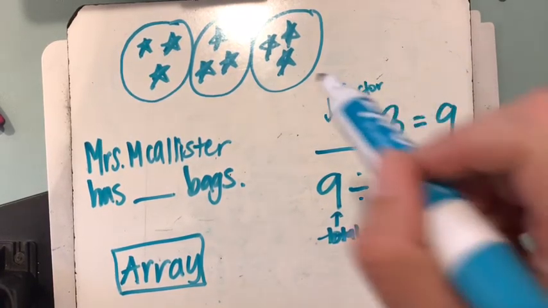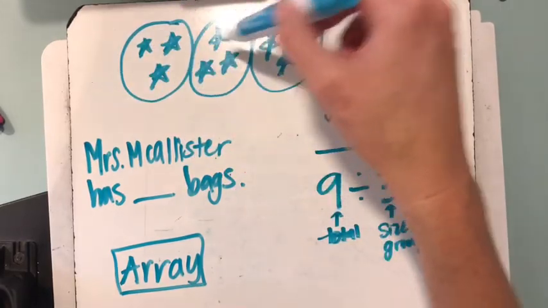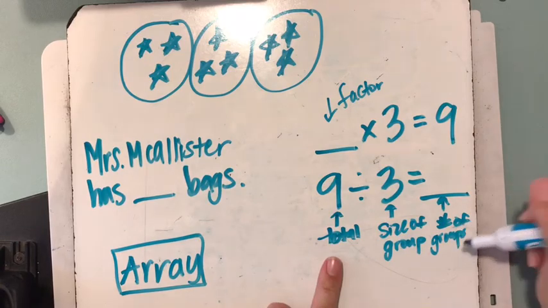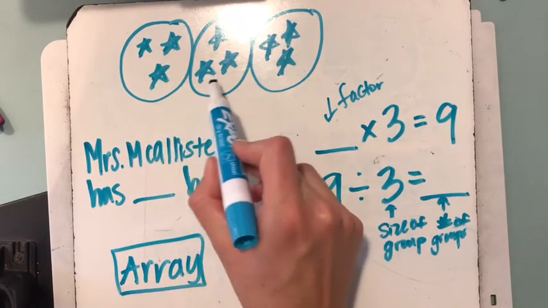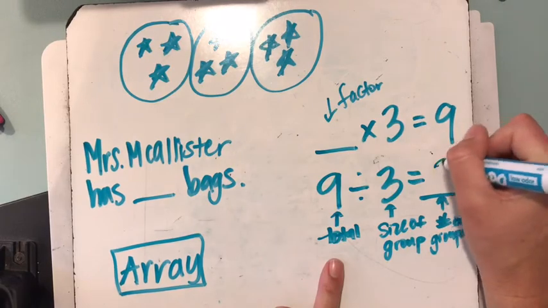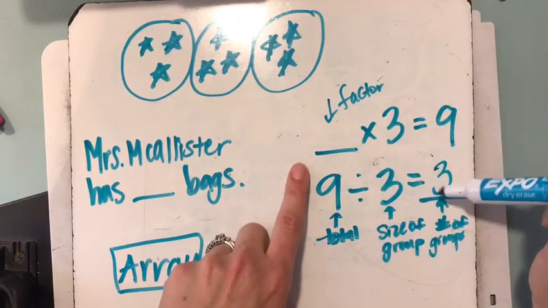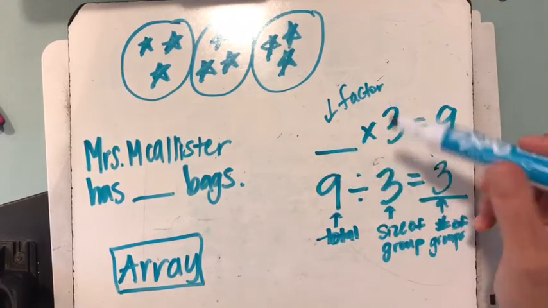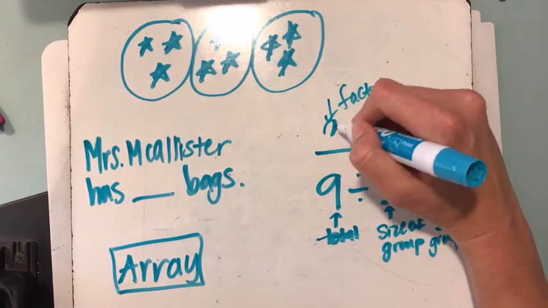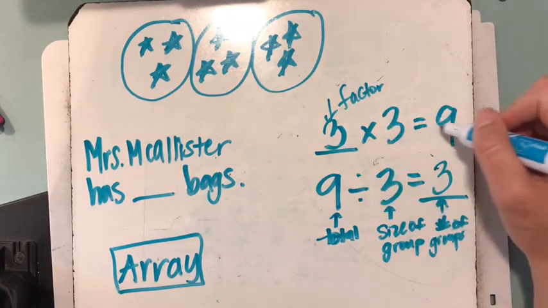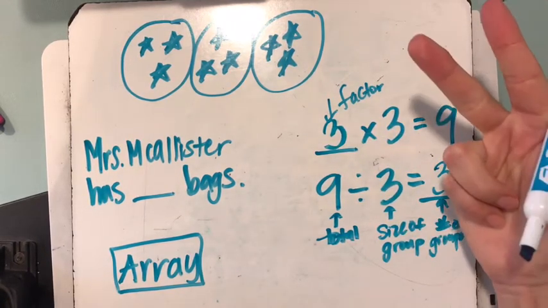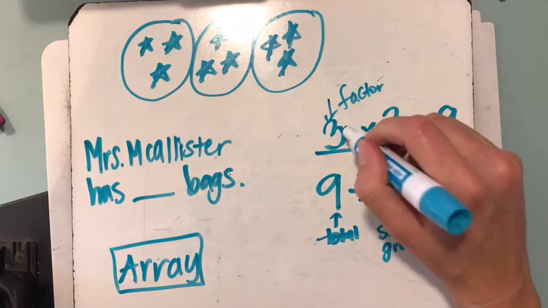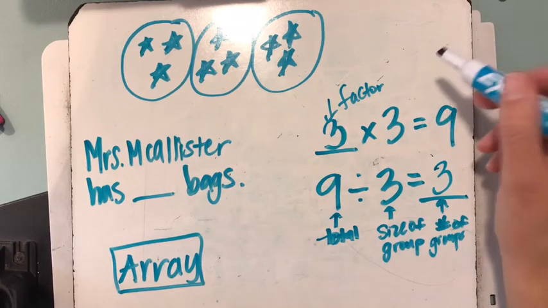Okay, so now that we already circled our groups, right? Now I need to figure out what is the number of groups. Well, that's easy. I can just count them, right? 1, 2, 3. I have 3 groups. All right, so now I know that division is the opposite of multiplication. So I am just going to put this one right here, because I know 3 times 3 equals 9. 3, 6, 9. And I know 9 divided by 3 equals 3. So how many bags do I need? 3.